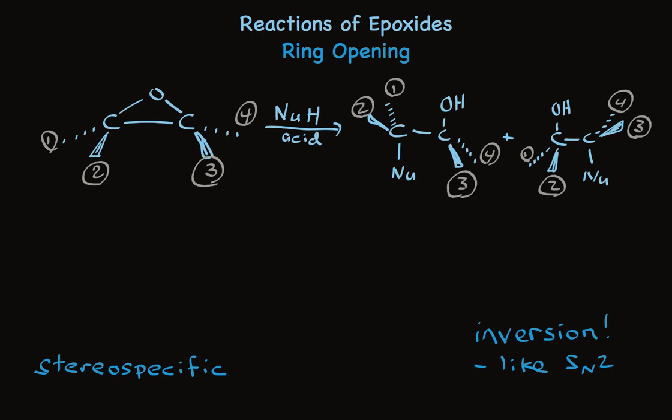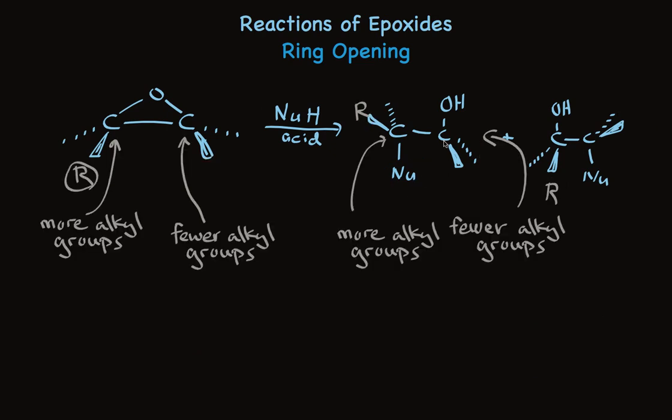But how about the regiochemistry? How about the selectivity for addition of the nucleophile at one carbon compared to the other? Here we are with the reactant. The R group is added here to indicate that this carbon has more alkyl groups. And here it is in the product. And here it is in this product. Now I can tell you that the regiochemistry here is what you would predict from acid catalysis, where you had ring opening before the nucleophile adds. The carbon that has more alkyl groups is the carbon to which the nucleophile will add.